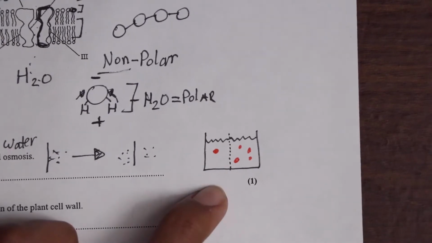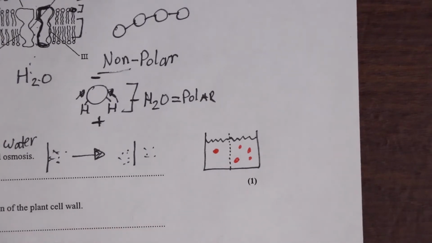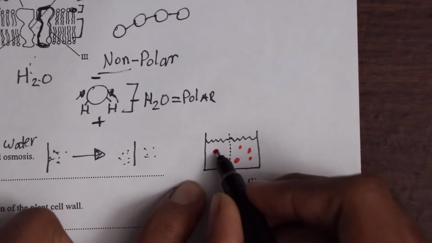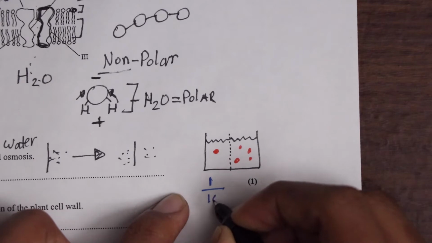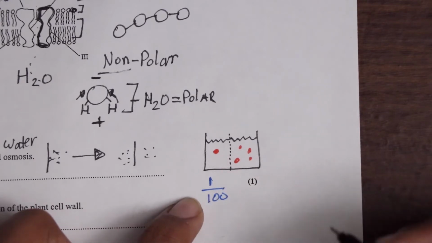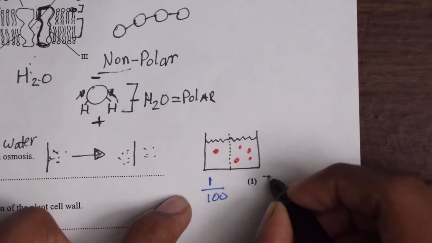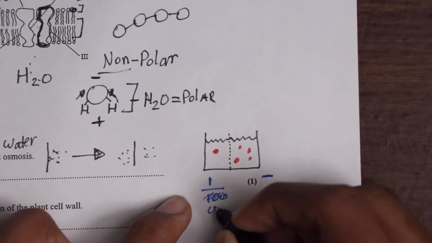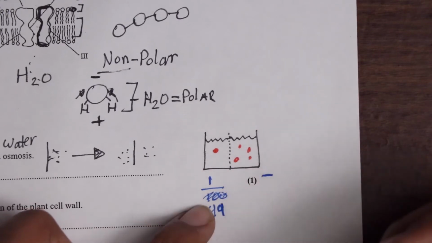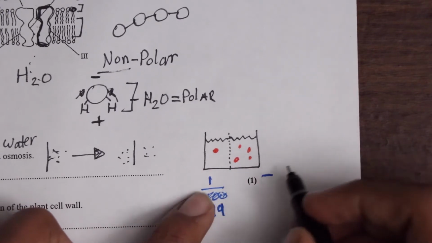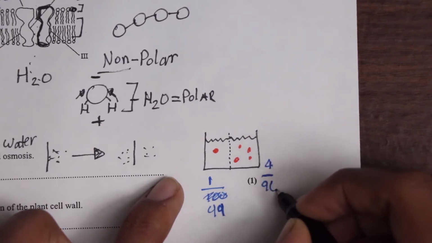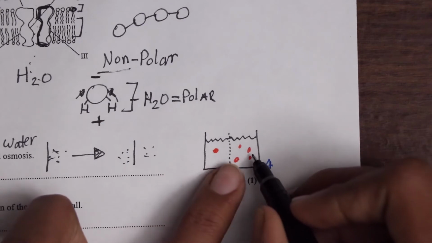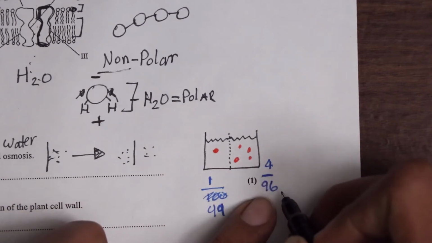Now you can say this: the relationship between water to salt is really low because there's only 1 out of, let's say, 100 water molecules. Here it'll be 1 out of 99, because 99 water, right? 1 out of 99. Here would be 4 out of 96. So there's a higher concentration of these salt molecules per water.